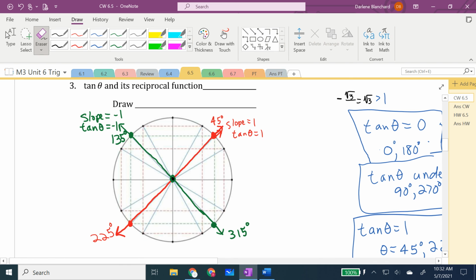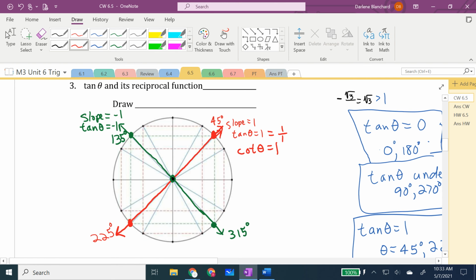And I want to focus on these two lines. One is 1 over 1. What is the reciprocal of 1 over 1? 1 over 1. Still 1 over 1. So it's valuable to realize that at your 45-degree angle, which has 225 on the opposite side of the unit circle, tangent and cotangent are both equal to +1.